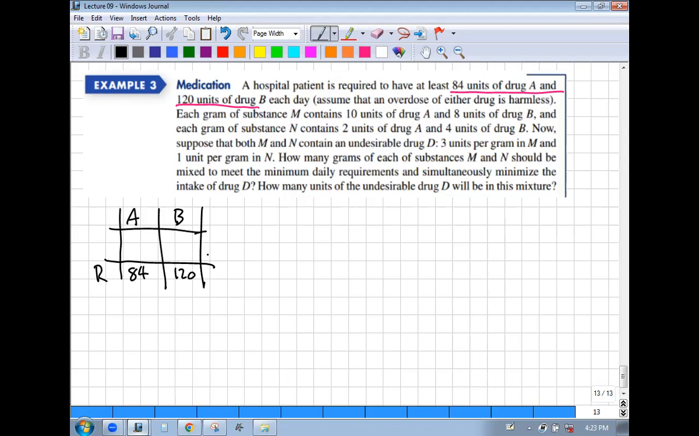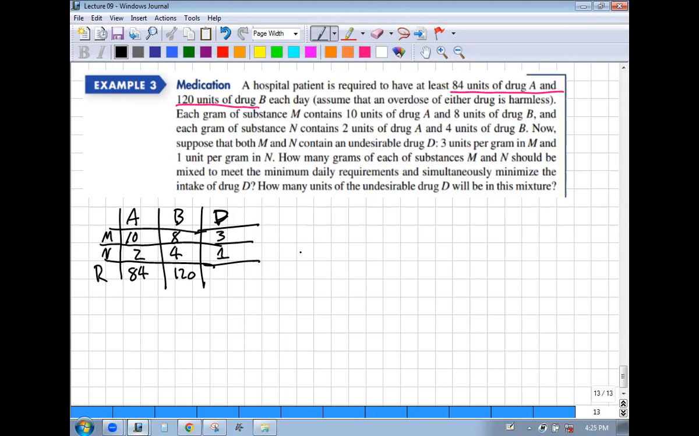Each gram of substance M and N. I didn't know if I wanted to do M, N, and A, B like that. We might have to change this. Each gram of substance M contains 10 units of A and 8 units of B, and substance N has 2 units of A and 4 units of B. Suppose M and N contain an undesirable drug D, 3 units in M and 1 in N. How many grams of each substance, M and N, should be mixed to meet the minimum daily requirements and simultaneously minimize the intake of drug D?